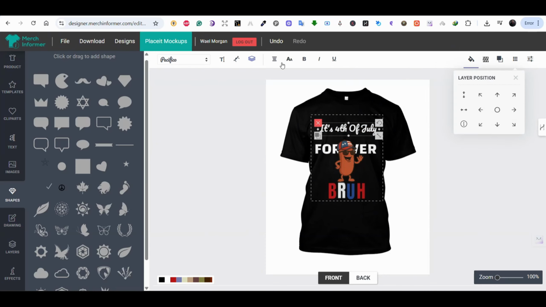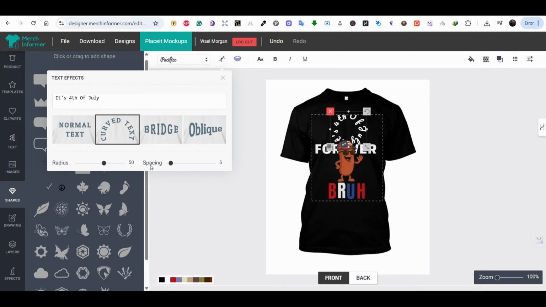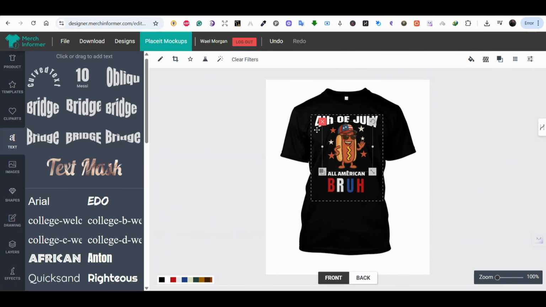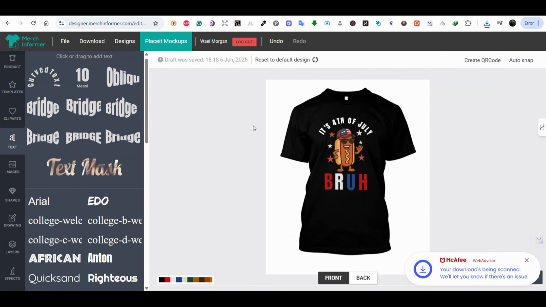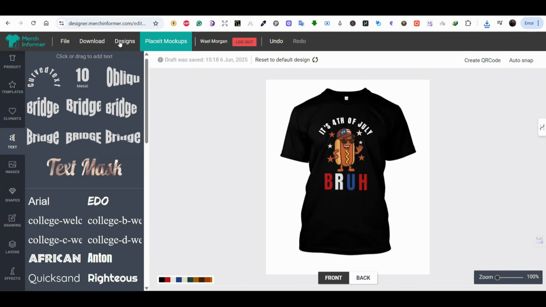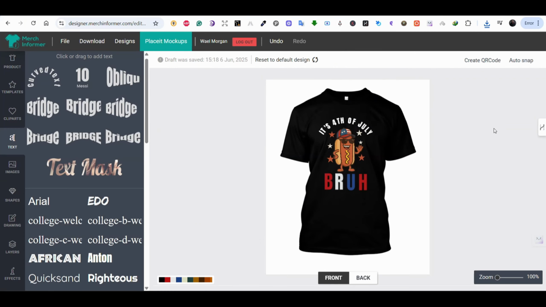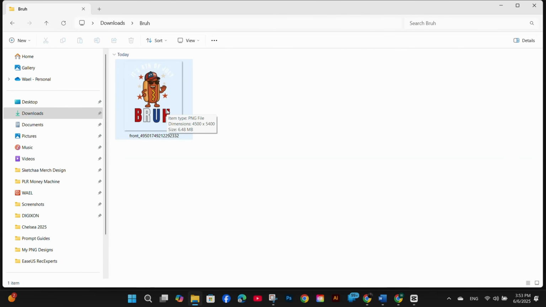The upper menu you can use to adjust the text, so you can change the effect of the text, change the radius of the curved text, or change the effect of the main text as you like. And once you are satisfied with your final design, you can press on the designs tab to save your design, or press on the download button to download the design to your desktop. The design will be downloaded with a transparent background in the dimensions of 4500 by 5400, which is the ideal dimension for Merch by Amazon and most of the print-on-demand platforms.